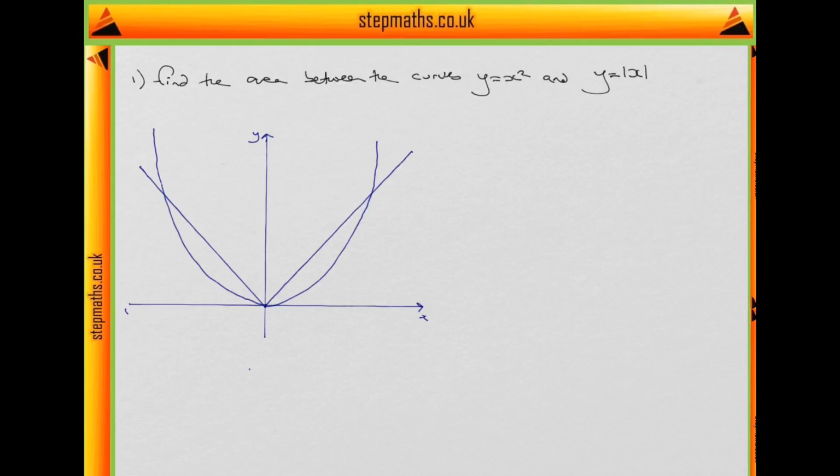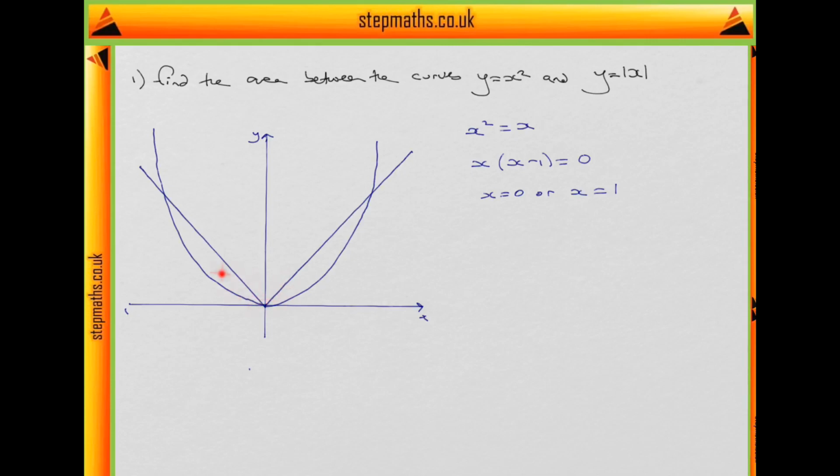So let's do that. So let's solve for x squared equals x. So that tells us that x into x minus 1 equals 0, or x equals 0, or x equals 1. Now, that's clearly going to give us our point here and our point here.